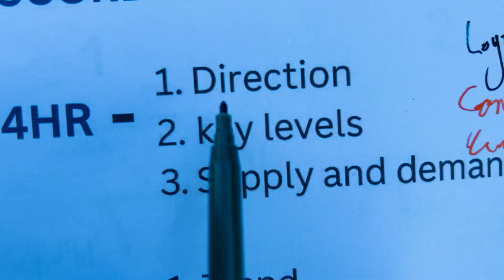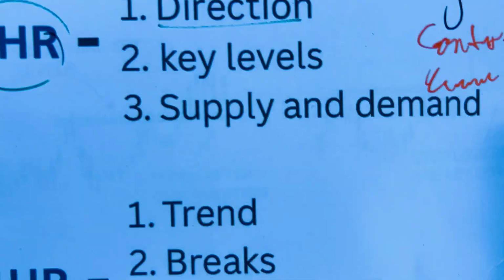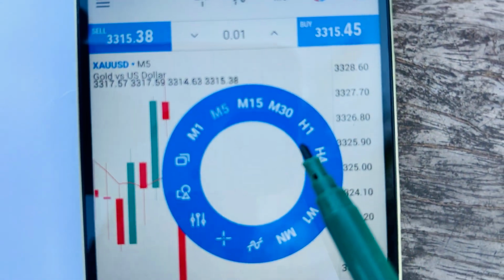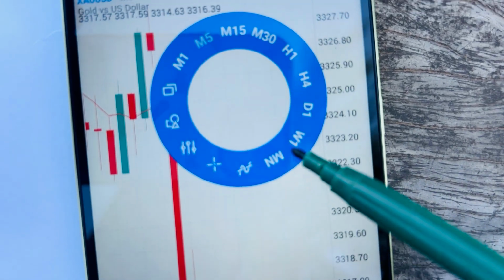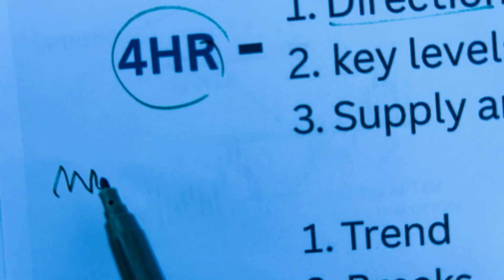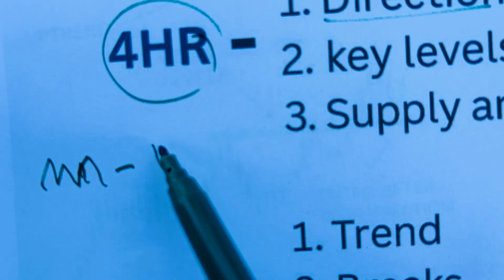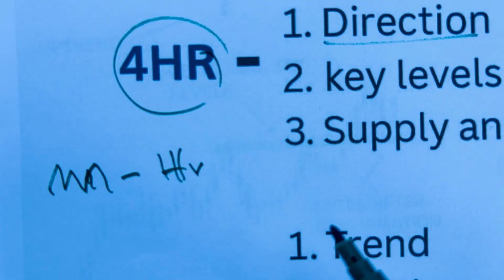Now, direction is your context. We have H4 here. The time frames we have here, if we tap here, you can see we have H1 to MN. When you use the time frames, you start from MN down to H1, just like that.